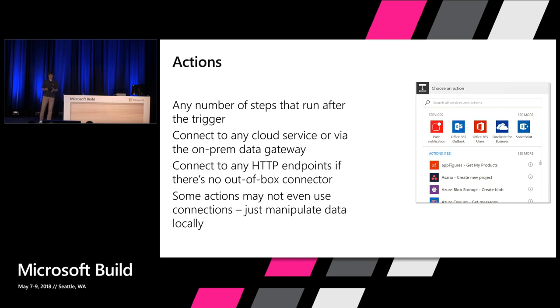Some actions in Flow don't even connect out to other data services. Sometimes you can use actions in Flow to transform data. If I want to take an array and I want to filter it down, or I want to store variables inside of a loop, or I want to convert something into an HTML table, I can do that using built-in actions that we have inside of Flow.